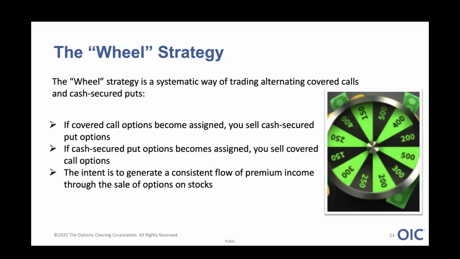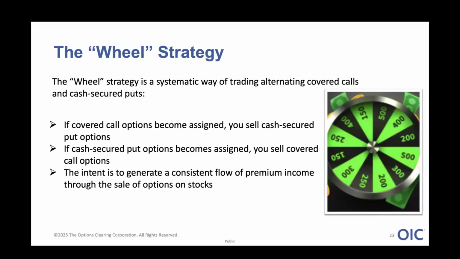Oftentimes investors will sell covered calls, in other words, an out of the money or an at the money call against stocks they already own, also as an income generating strategy. If you get assigned on those calls, you're going to have a bunch of cash in your account. Now you could turn around and sell a cash secured put, take in additional income, and potentially buy those shares at a lower price. So it doesn't really matter whether you start with a covered call or the cash secured put, but the idea is you bounce between the two strategies, ideally buying low, selling high over time and creating an income stream.